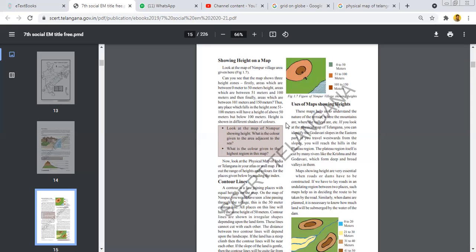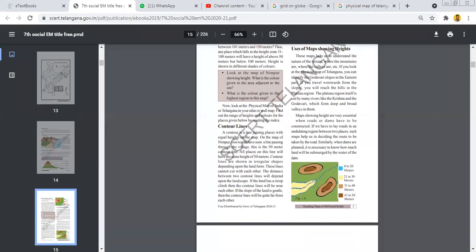Next, another one is contour lines. So already in Neempur village, we have taken 3 lines: 15 meters contour line, 100 meters contour line, and 150 meters contour line. So here, what is the meaning of contour line? So contour line is a line joining places. Okay, here is given the contour line definition.